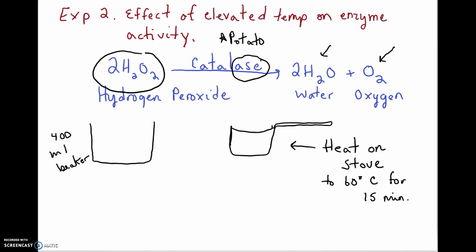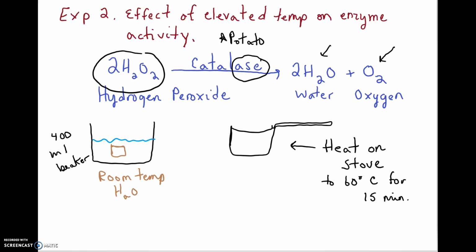And then you're going to drop 1 slice or 1 little cube of potato into your 400 ml beaker, all right? And you're going to cover that with room temperature water. So just room temp water. So you're going to cover or submerge that potato piece. There you go. Room temperature water.